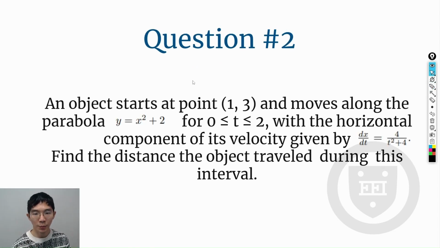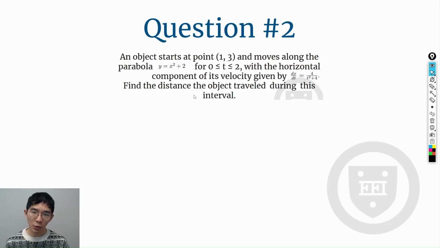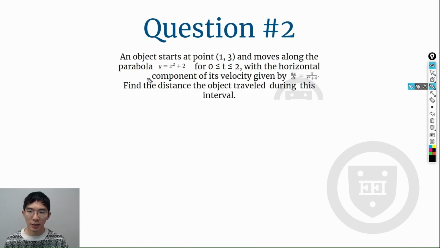An object starts at point (1, 3) and moves along the parabola y equals x squared plus 2 for t between 0 and 2, with the horizontal component of its velocity given by dx/dt equals 4 over t squared plus 4. Find the distance the object traveled during this interval. So if we take a look at this, we are really moving along the line y equals x squared plus 2, and the derivative of x is given with respect to t, so we're dealing with a parametric equation. Okay.